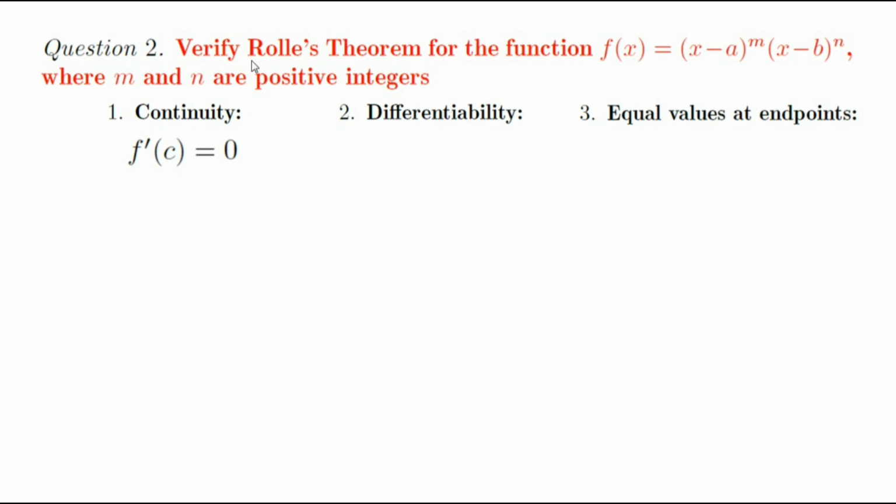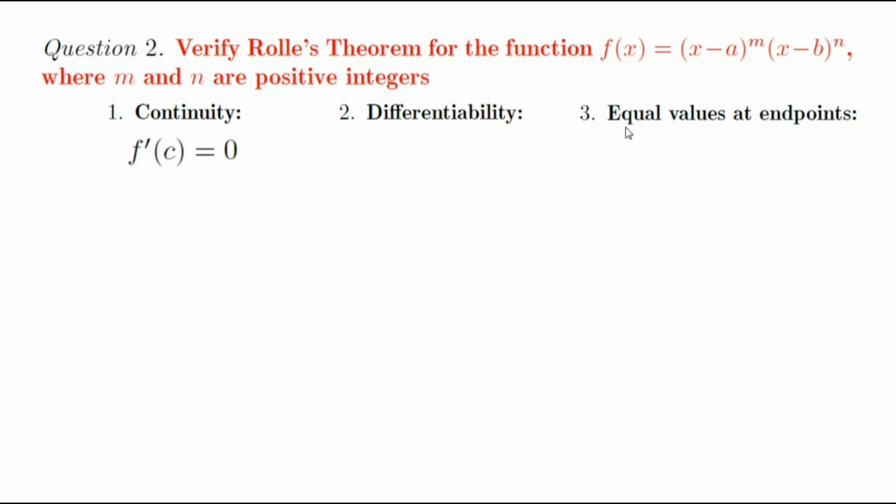Basically, check the continuity of f(x) on the closed interval [a, b]. Here the function f(x) is a polynomial function and polynomials are continuous everywhere. Therefore, f(x) is continuous on the closed interval [a, b]. We can see the second condition, differentiability of f(x) on the open interval (a, b). Again, f(x) is a polynomial function. We know that all polynomials are differentiable everywhere. Thus, f(x) is differentiable on the open interval (a, b). This condition is also met.